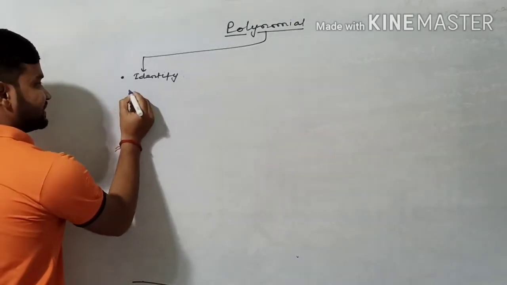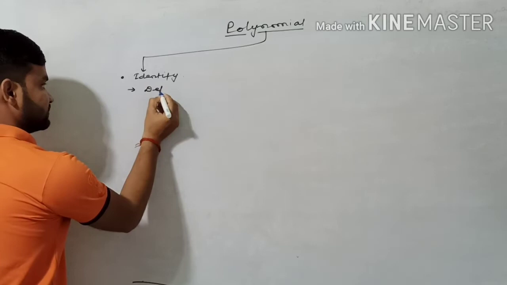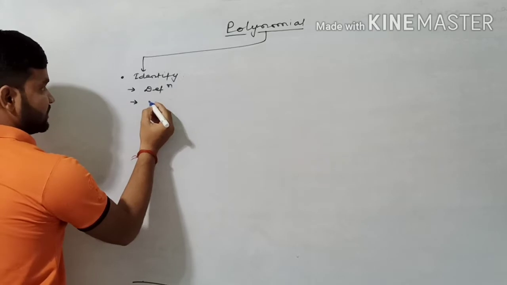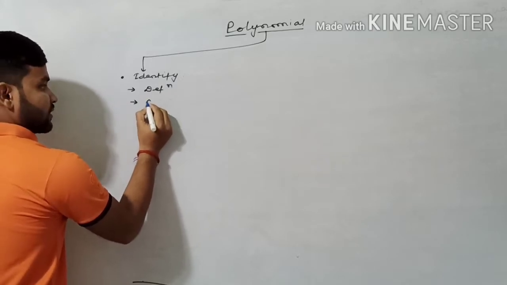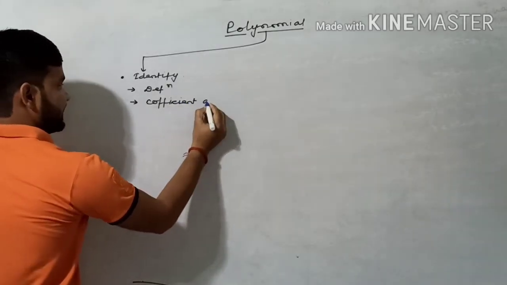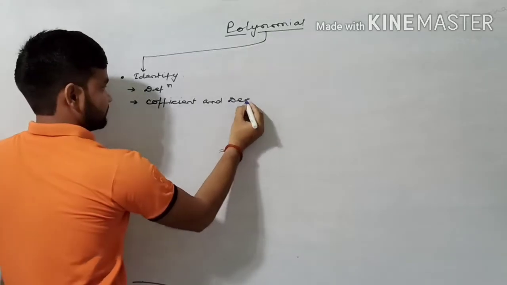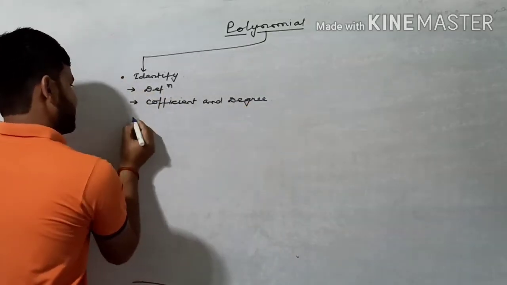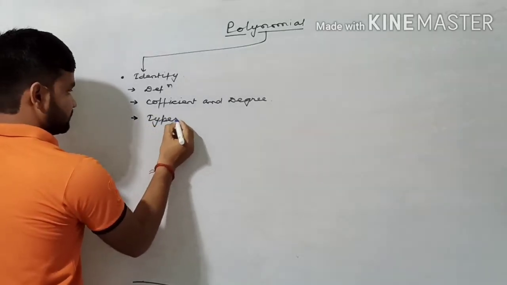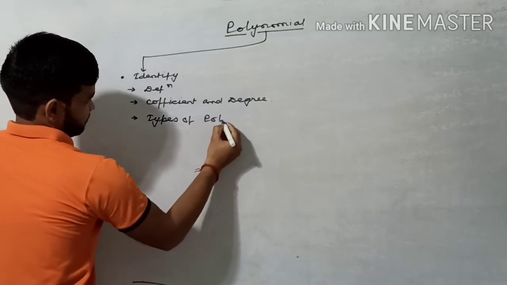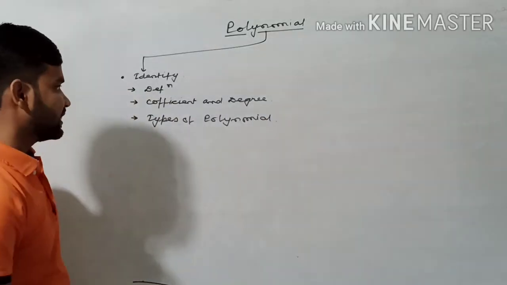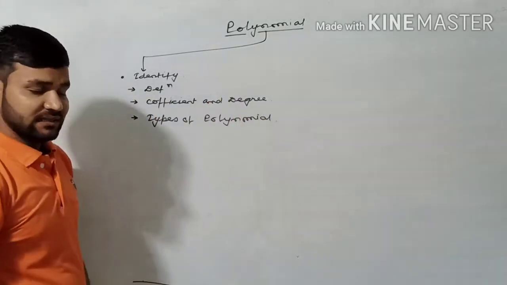After that, in this part we discuss the definitions, types of, that means two topics more: coefficient and degree. Third is types of polynomial, on the basis of coefficient as well as degree.